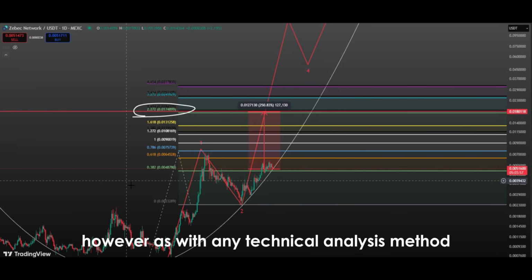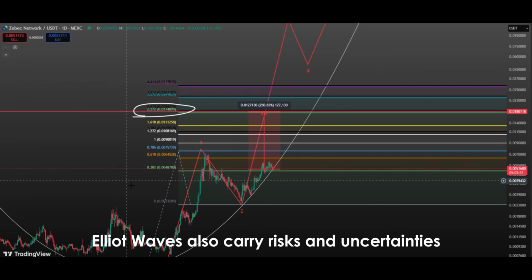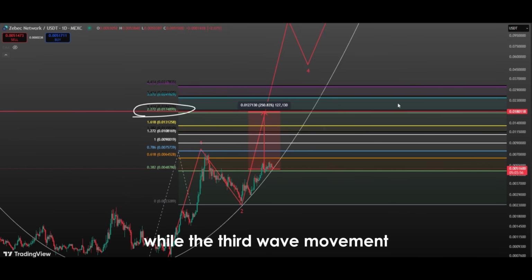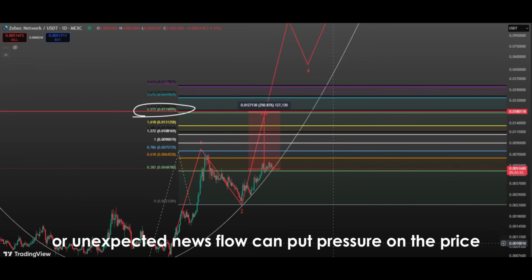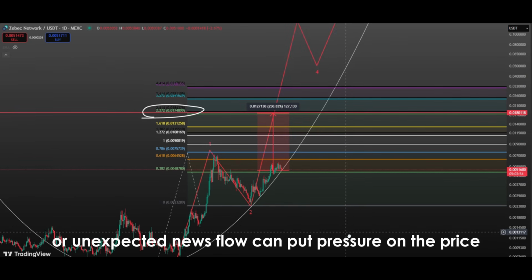However, as with any technical analysis method, Elliott waves also carry risks and uncertainties. While the 3rd wave movement indicates a strong uptrend, sudden changes in market conditions, macroeconomic factors, or unexpected news flow can put pressure on the price.